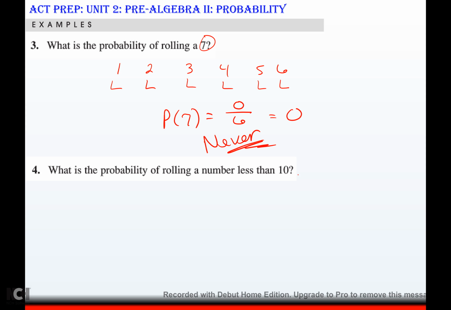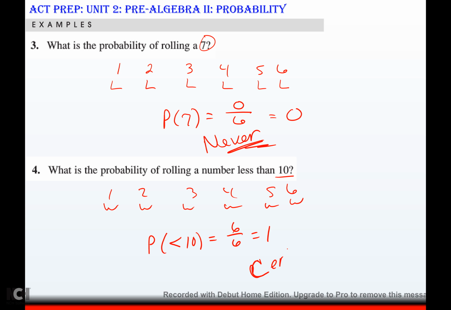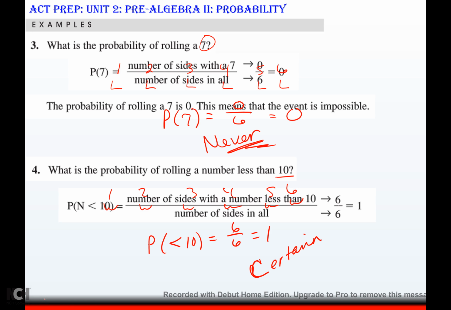And then 4 says, what is the probability of rolling a number less than 10? Well, again, 1, 2, 3, 4, 5, 6. Less than 10 is a winner. Winner, winner, winner, winner, winner, winner. So the probability of rolling less than 10 is 6 out of 6, which is 1, which means this is certain to occur. It has to occur because all the numbers on a die are less than 10.